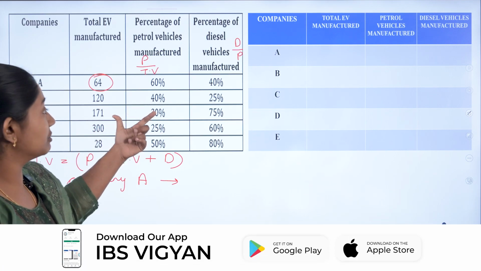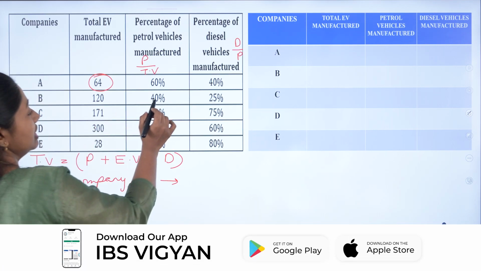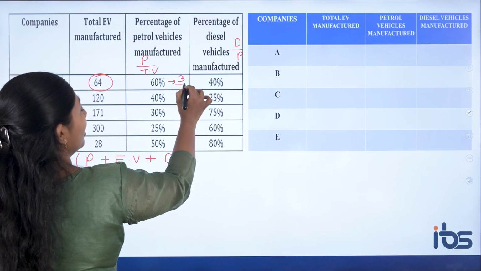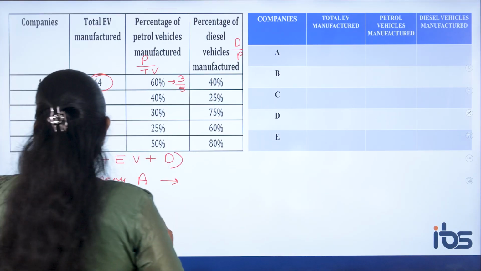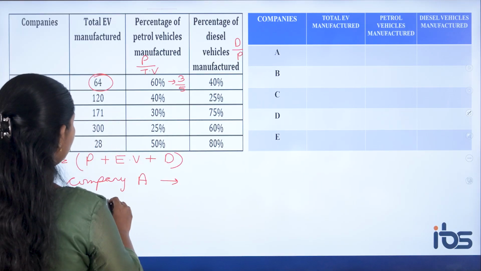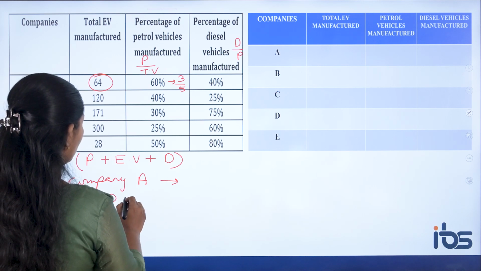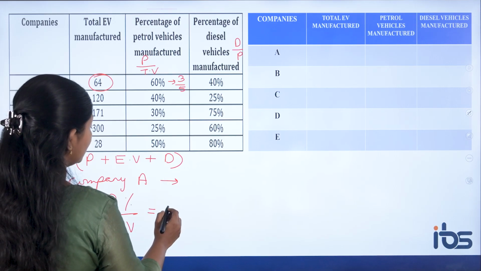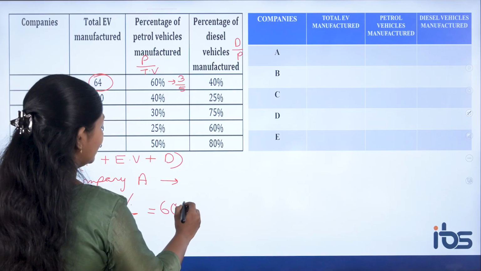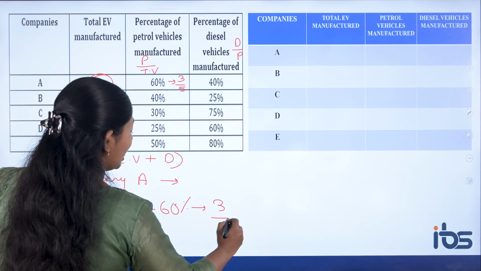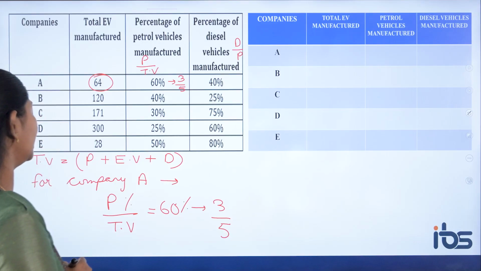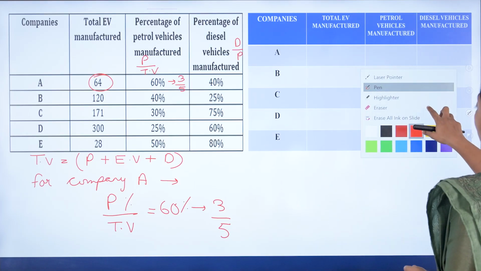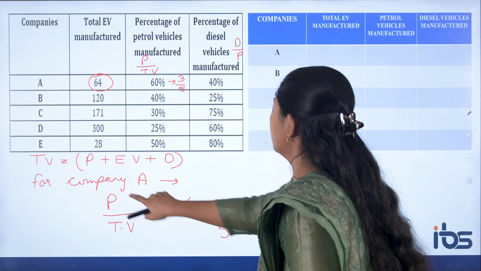Already I have said that in terms of percentage I will be doing 60%. 60% fractional value is how much? We know 3 by 5. So for company A, the percentage of petrol with respect to total vehicles manufactured is 60%. So 60% fractional value is 3 by 5. So the percentage of petrol to total vehicles is given as 3:5. We have got the ratio as 3:5.